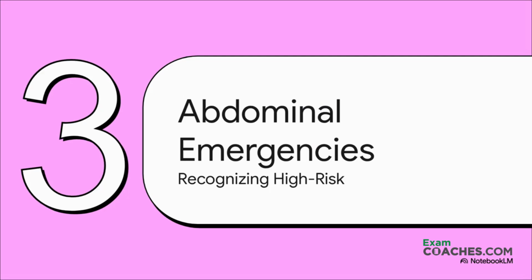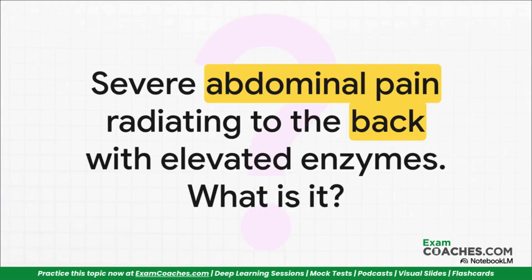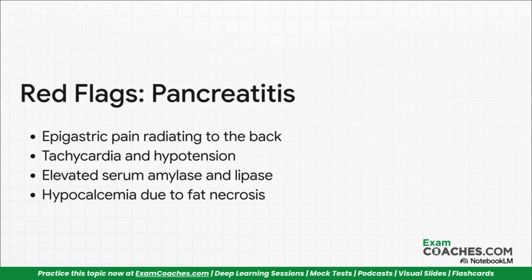Okay, let's move on to identifying abdominal emergencies. This is all about recognizing those high-risk, high-urgency conditions. All right, the pressure's on. You've got a patient with severe abdominal pain, and they say it's radiating straight to their back. Then the lab calls, and their enzymes are through the roof. What is screaming at you right now? What's the first thing that should be on your mind? This is textbook pancreatitis. It absolutely screams pancreatitis.